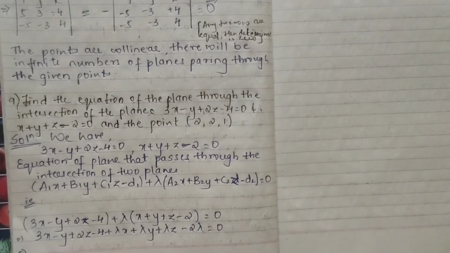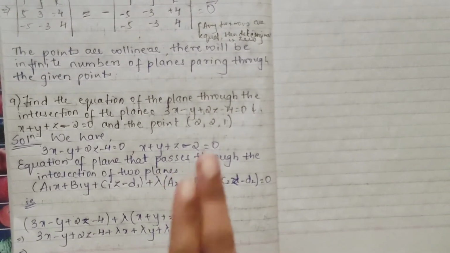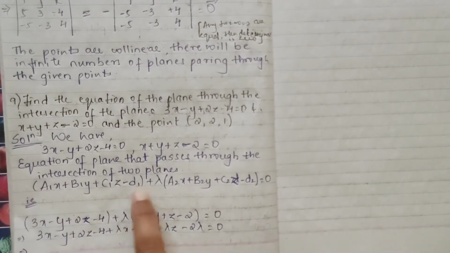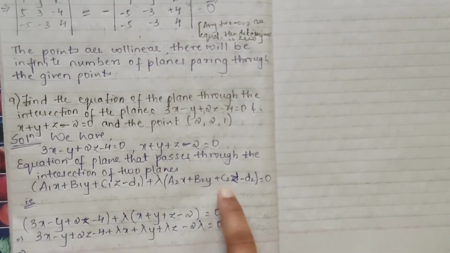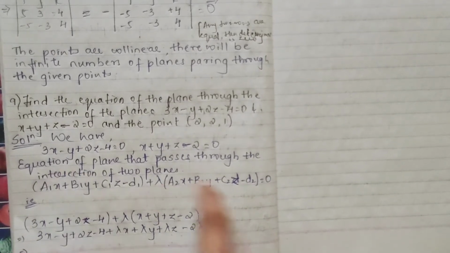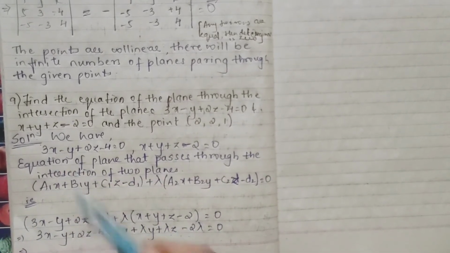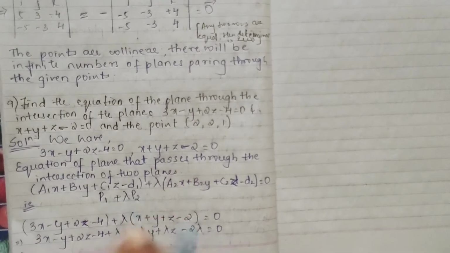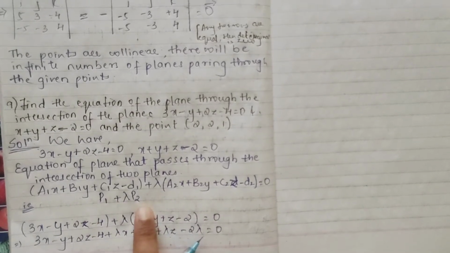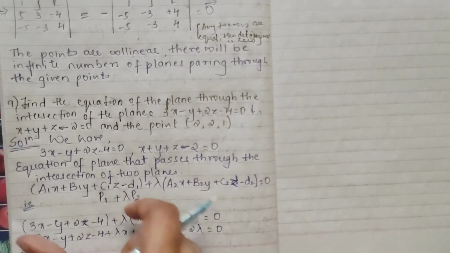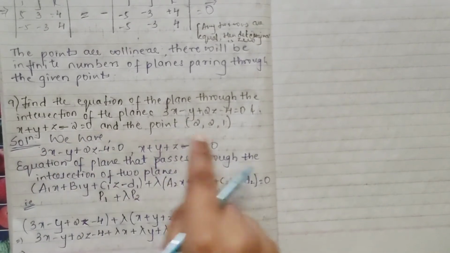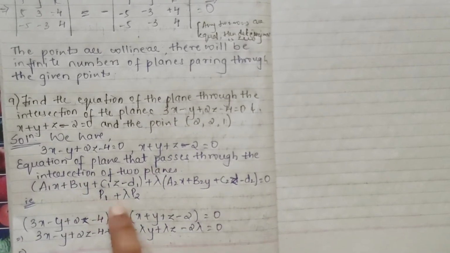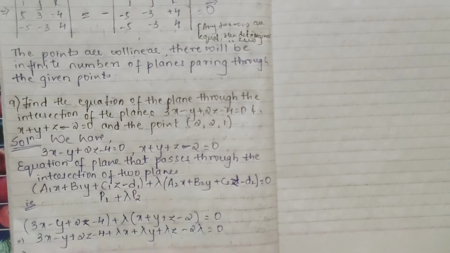For two planes, if they are intersecting, our equation is a1x plus b1y plus c1z minus d1 plus lambda of a2x plus b2y plus c2z minus d2 equal to 0. This is our equation of the plane passing through the intersection of two planes. In short, you can write it like this: P1 plus lambda P2, meaning plane 1 plus lambda plane 2, because this whole expression is plane 1 only, and plane 1 and plane 2 they have already given.